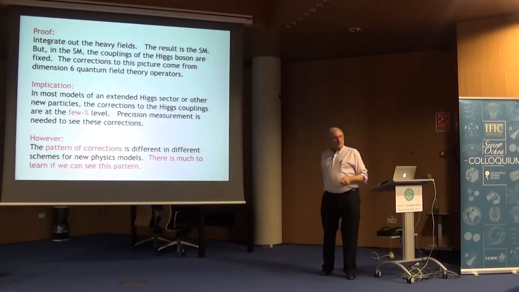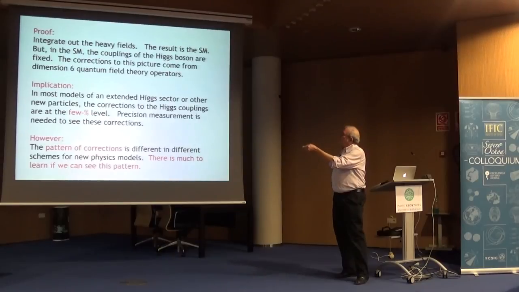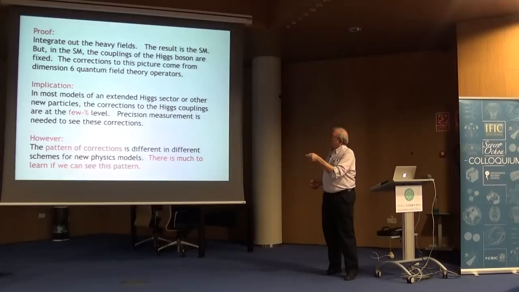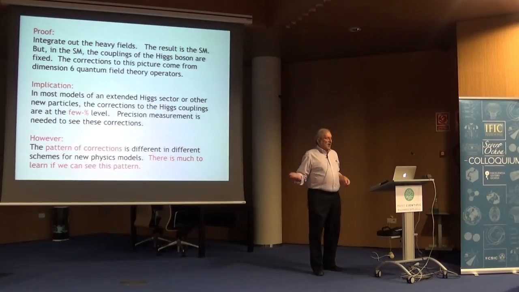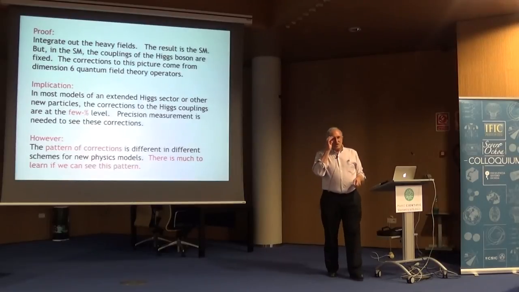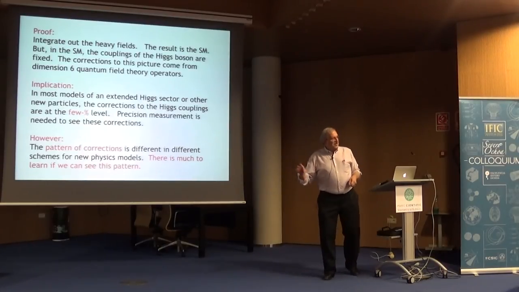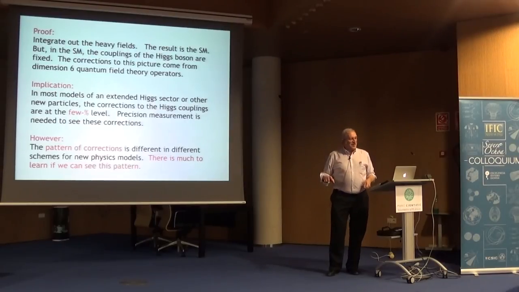The proof is given for experts in elementary particle physics. Integrate out the heavy fields. The result is the standard model. In the standard model, the couplings of the Higgs boson are totally predicted. The corrections come from some dimension 6 quantum field theory operators. The coefficients of those operators have the scaling on the previous slide. So that was very quick. Ask your particle physics friends to explain the proof. They can at least nod and say, yes, I just proved it.